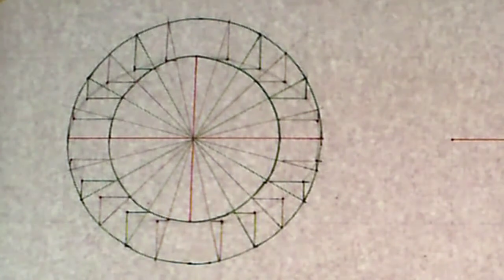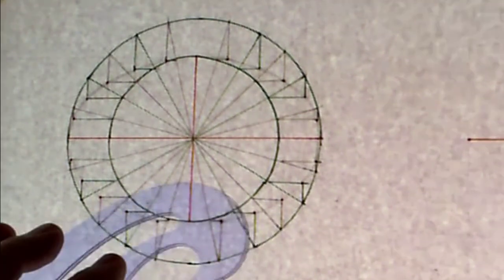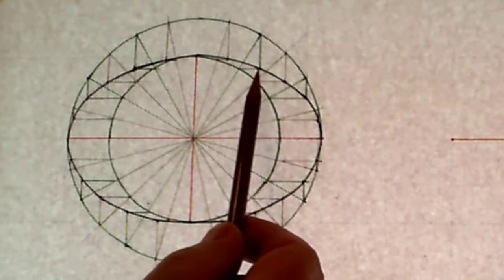Now, what I'm going to do now is draw it in as a hard line. Ellipse drawn in.